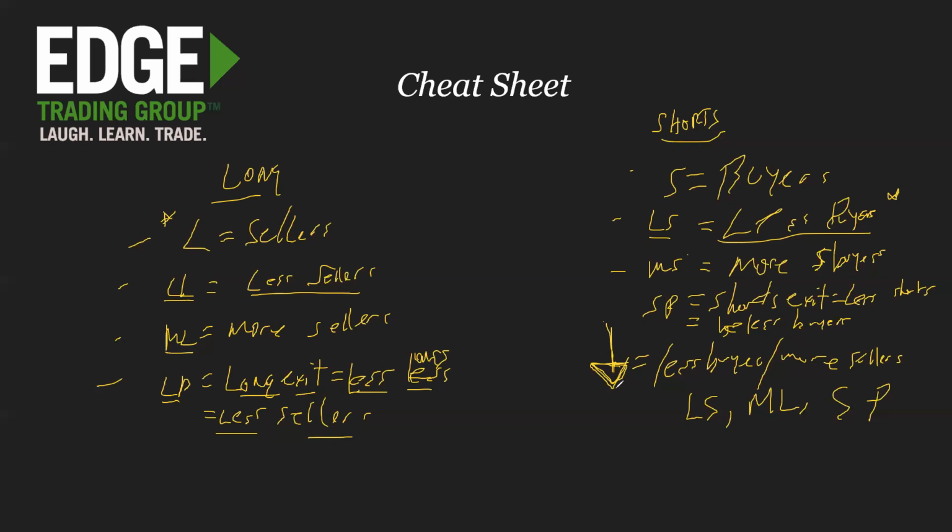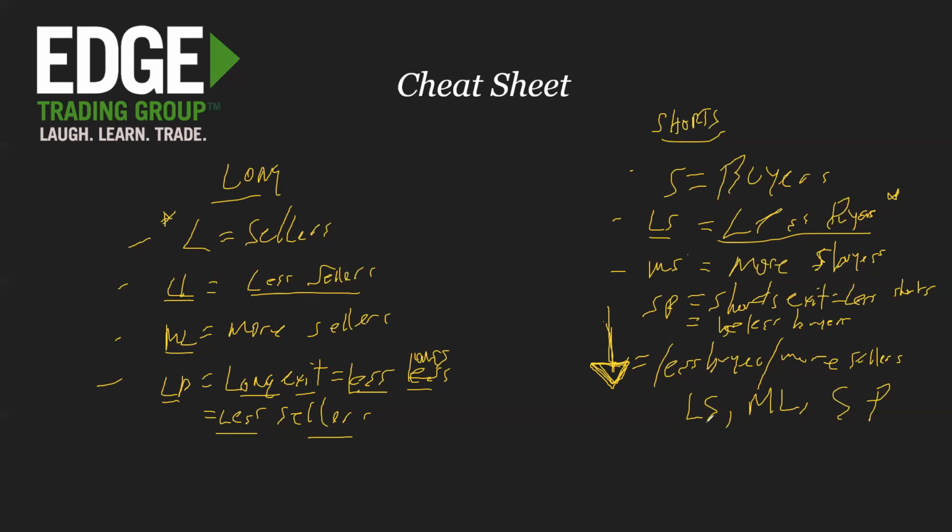And don't be lost here. What are we looking for? Price to go down. Probability of price to go down. So we're looking for less buyers and more sellers. Nobody here or in the world would disagree that less buyers and more sellers would make price go down. So how do we get there? Back to the cheat sheet. Less buyers, more sellers.